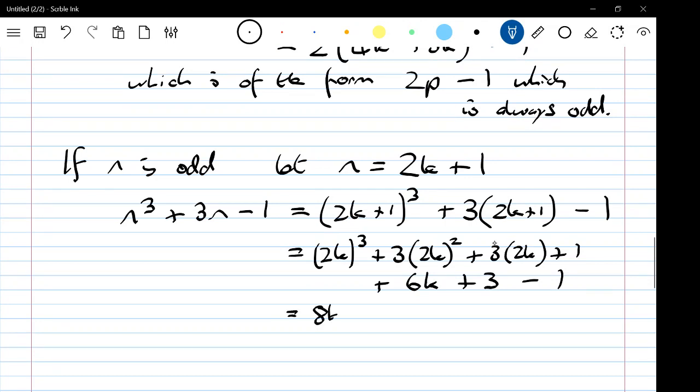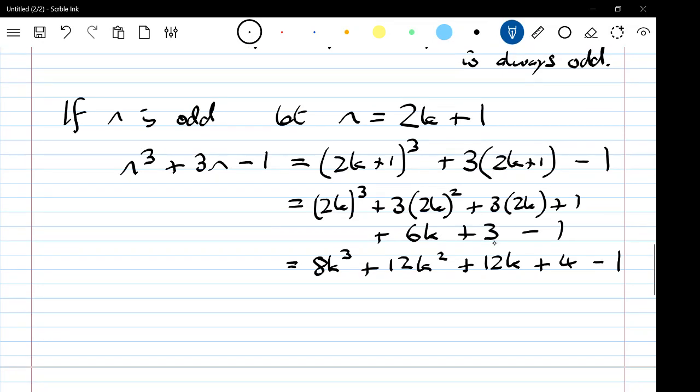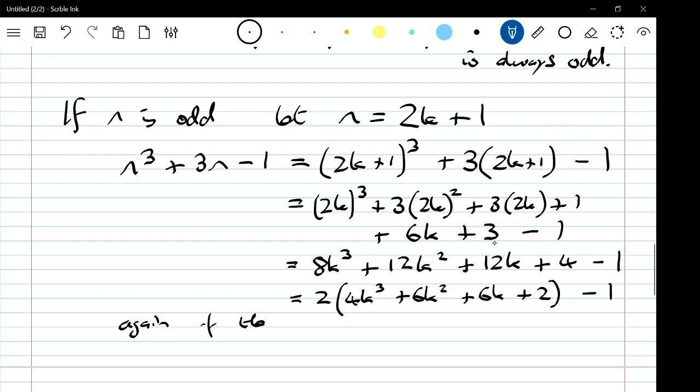That is 8k cubed plus 3 times 4k squared, so 12k squared, plus 6k plus another 6k, plus 1 plus 3 is plus 4, take away 1. And it's convenient to write it like that, isn't it? Because then we've got 2 lots of 4k cubed plus 6k squared plus 6k plus 2 minus 1, which again, of the form 2p minus 1, and the form 2p minus 1 is always odd.